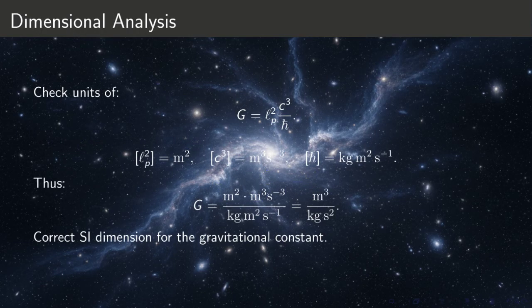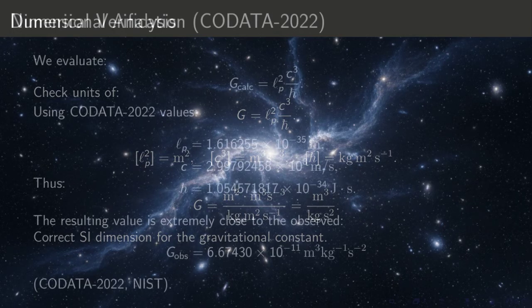Dimensional analysis. Next, we verify that the units are correct. Planck length squared has units of meter squared. c cubed has units of meters cubed per second cubed. h bar has units of kilogram meter squared per second. Combining these units gives meters cubed divided by kilogram second squared. This is the correct SI dimension for the gravitational constant G.